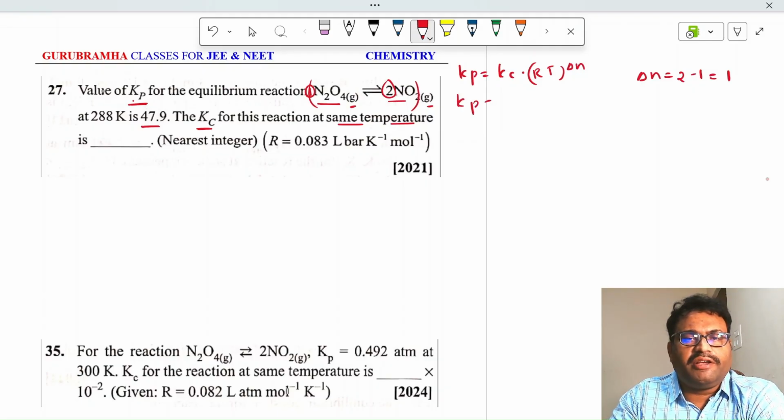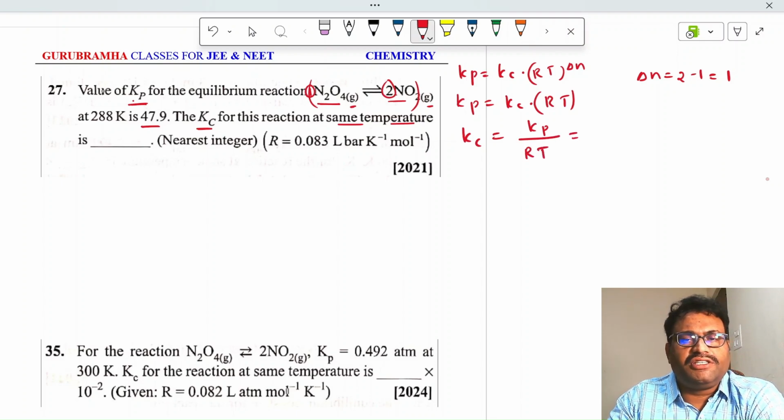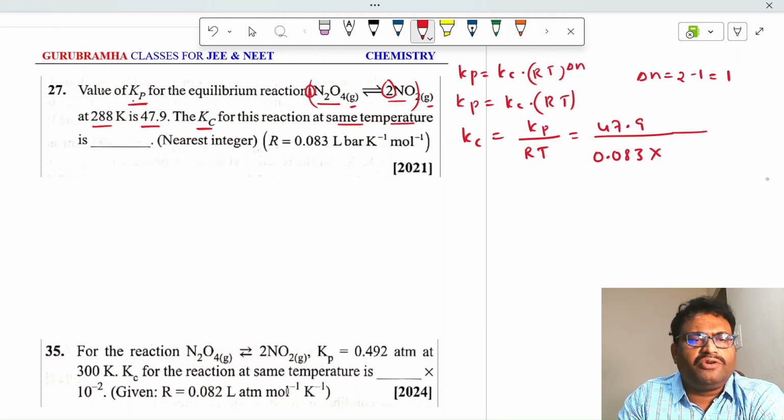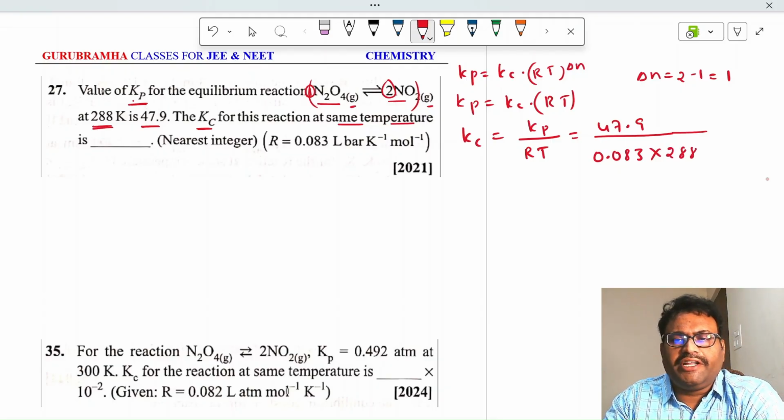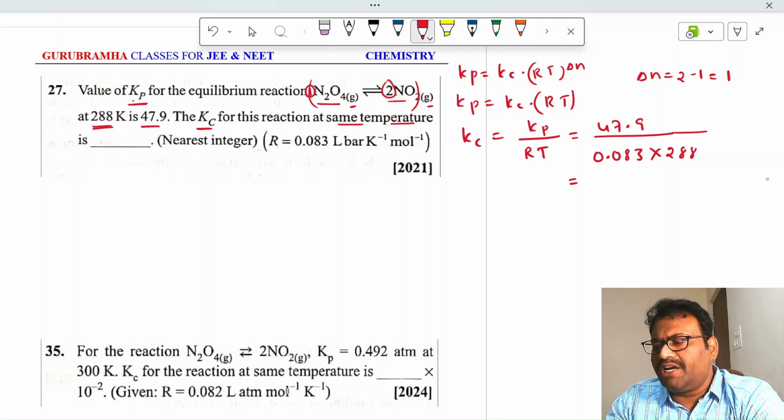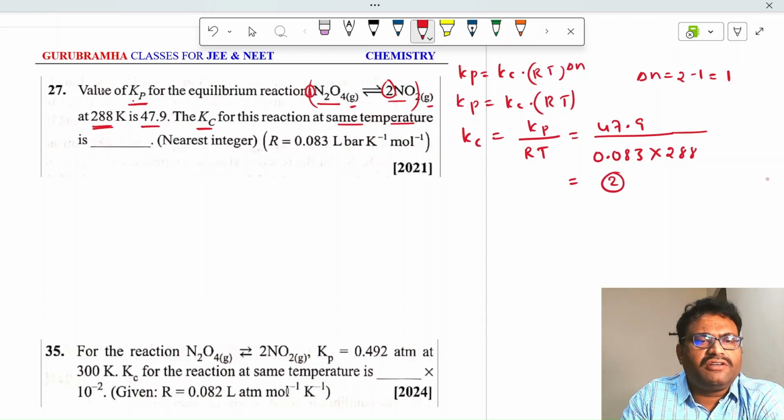Then what can I write? Kp is equal to Kc into RT. Kp is given, Kc is asked. So Kc is equal to Kp by RT. That is equal to Kp, 47.9, by R value 0.083 into temperature 288 Kelvin. So on calculating this, what do you get as the answer? 2.